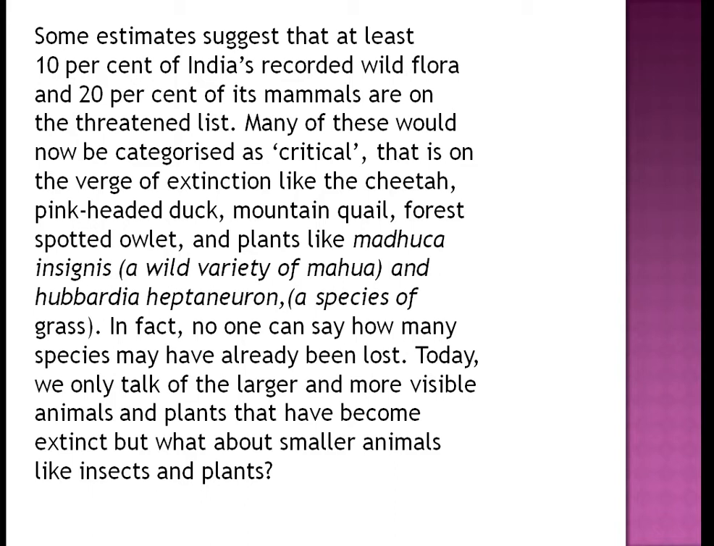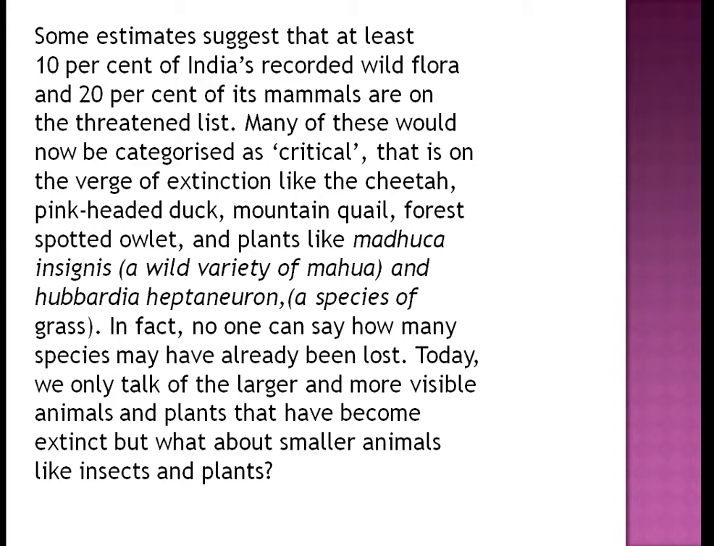This slide is representing many species of this world categorized as critical, that is, on the verge of extinction, like the cheetah, pink-headed duck, mountain quail, the forest spotted vole, and the plant like madhuca, which is a wild variety of mahua. So all these slides are speaking to you about how important the forest and wildlife resources are. If we are not going to take care of it, they are going to be no more in our world. In fact, no one can say how many of the species have already been lost.